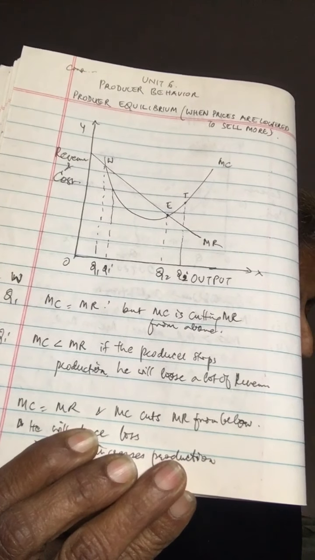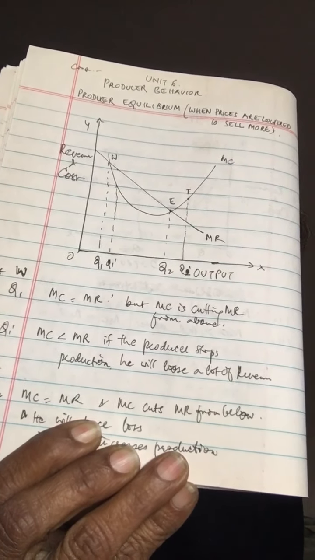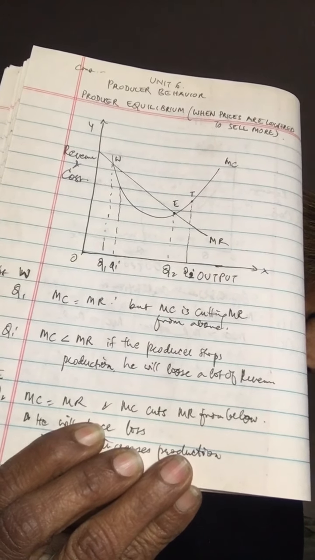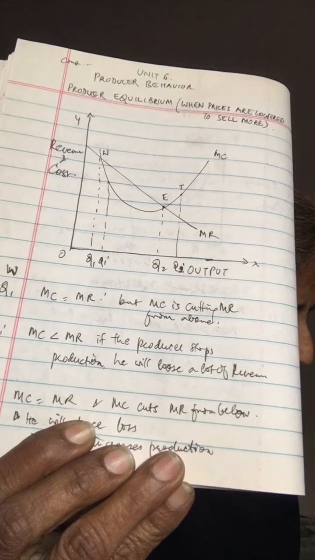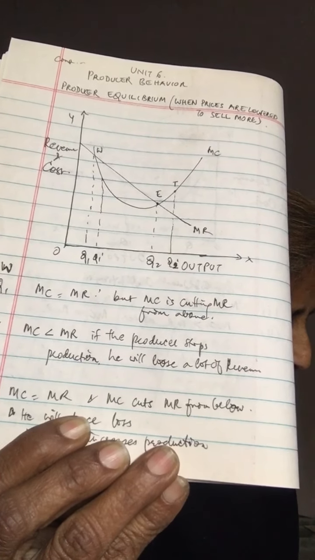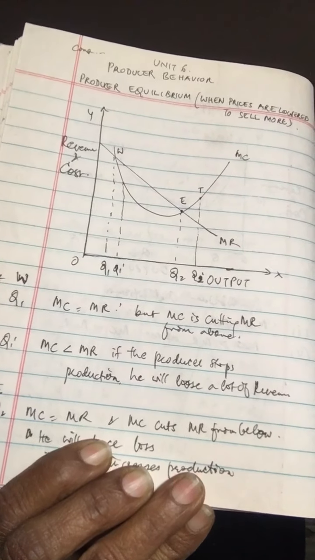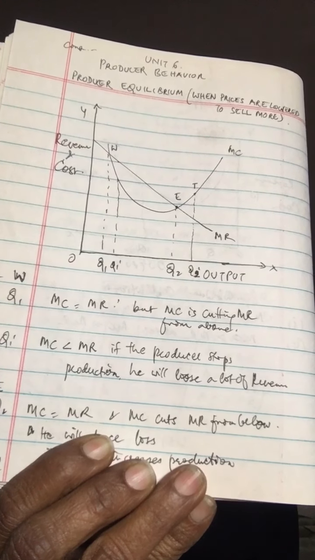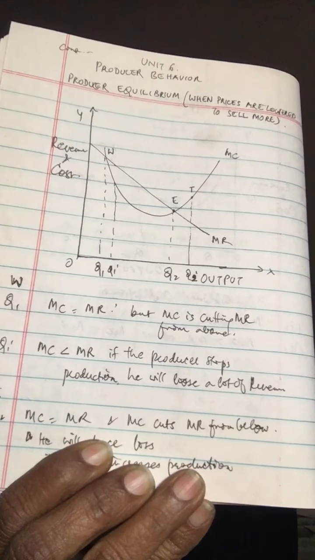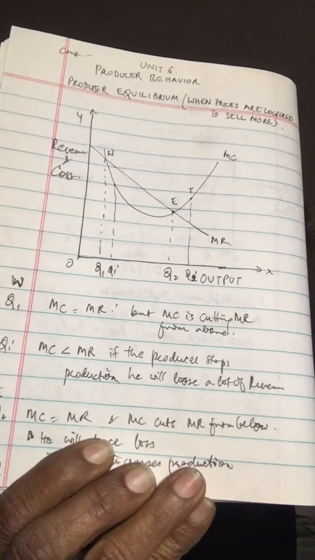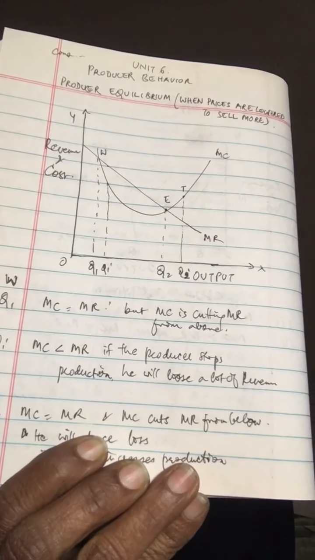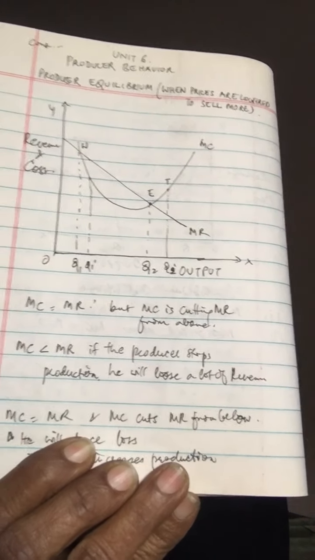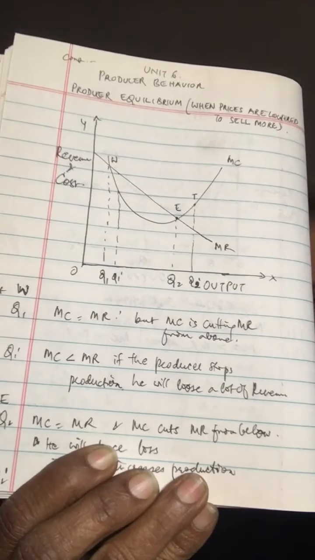MC cuts MR from below, and if he produces OQ2 dash, one more unit, then we'll find that the marginal cost is greater than marginal revenue. In that case, the producer will lose. He will not maximize his profit. Being a rational producer, to be in equilibrium and maximize his profit, he will stop at OQ2 units of output. That will be his equilibrium.